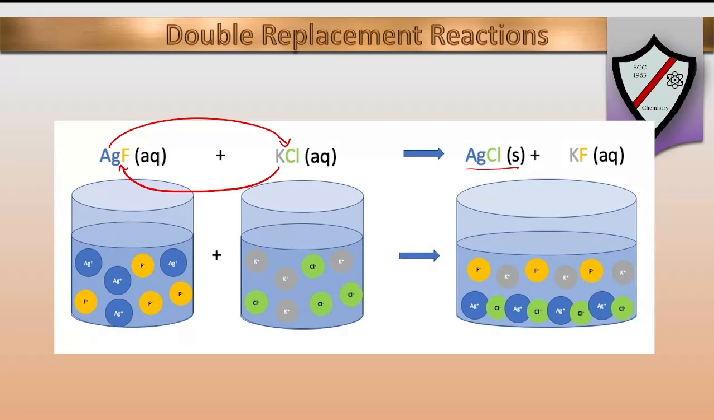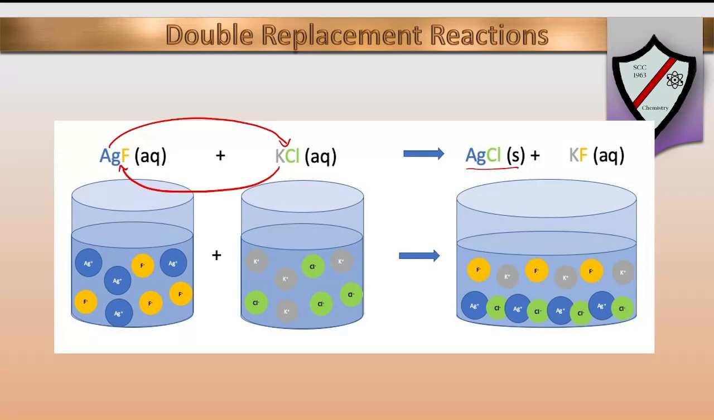Now the other combination, potassium fluoride, is a soluble ionic compound. So it will stay dissolved in the aqueous solution. In fact, it will stay as free potassium and fluoride ions in that aqueous solution. But we will see a solid precipitate out. That silver chloride would drop to the bottom of our aqueous solution as a solid because silver chloride is insoluble.